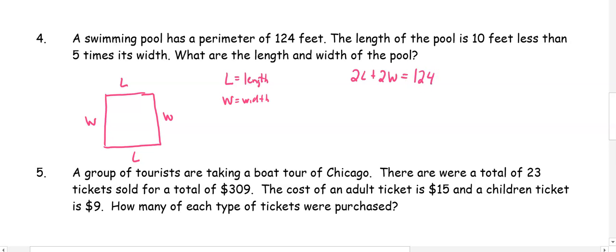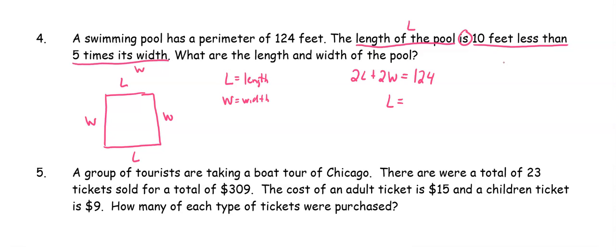Now, the second one gives us a relationship here. It says the length of the pool, which is L, is 10 less than 5 times its width. So the length of the pool is L equals 10 less than 5 times its width. So we want to go backwards here, because before we can do 10 less, we have to know what we're 10 less of. So we have 5 times its width, which is going to be 5W, and then 10 less, so we're going to subtract 10.